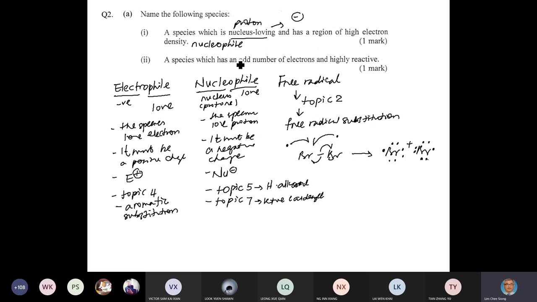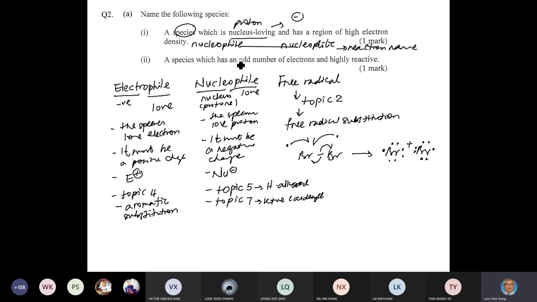nucleophile. Okay, some students will ask me, Mr. Lee, what's the difference between nucleophile and nucleophilic? Nucleophile refers to the species, and nucleophilic refers to the name of the direction. Understand? Direction name we call nucleophilic.